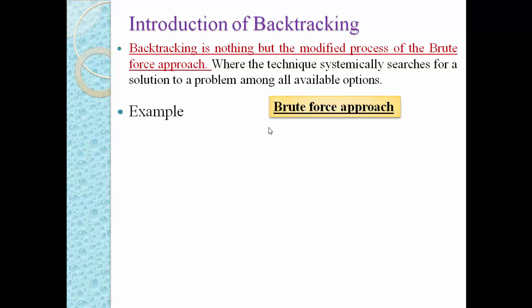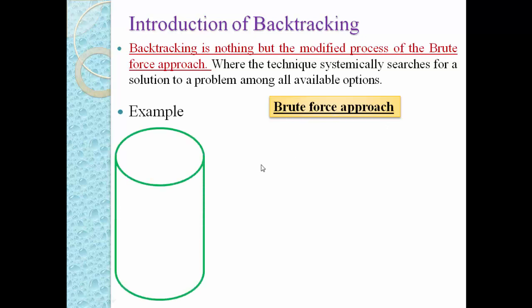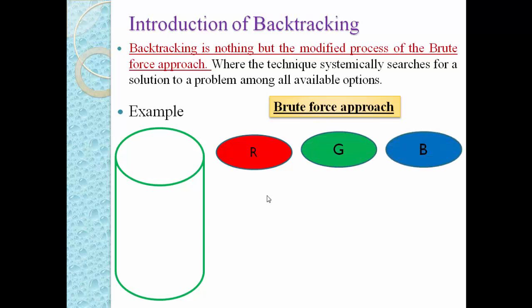Let's take one example so that you can easily understand the concept of backtracking. First let us understand the brute force approach. Suppose we have one box and different objects, such as a red color object, a green color object and a blue color object. Now we have to fill these objects inside this box. So we have multiple solutions, and as per the brute force approach we need to check each and every option and identify the best solution among them. Let us discuss all the possible solutions of this problem.